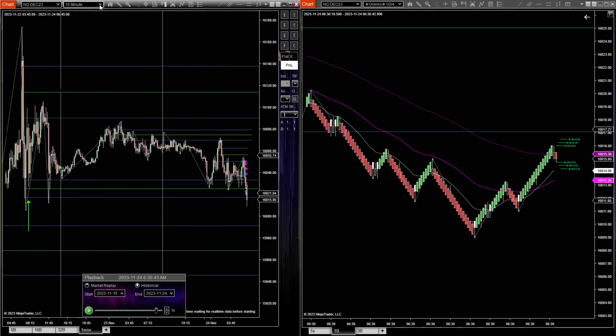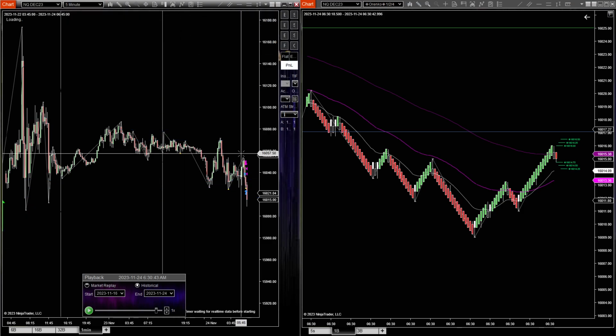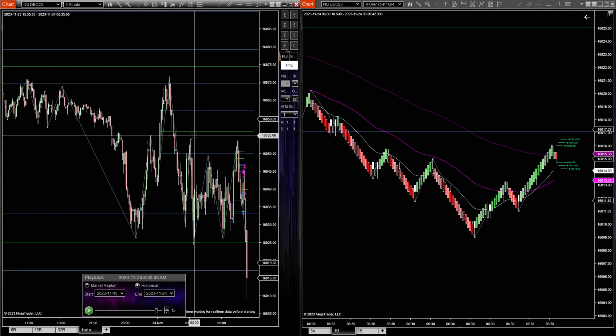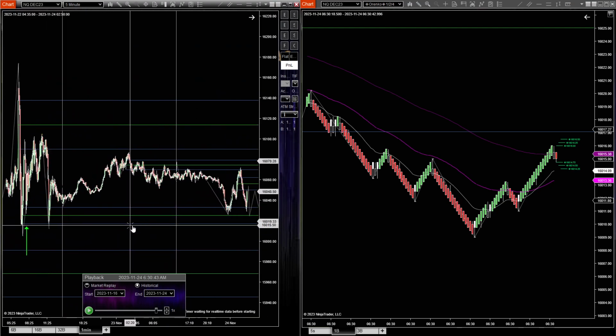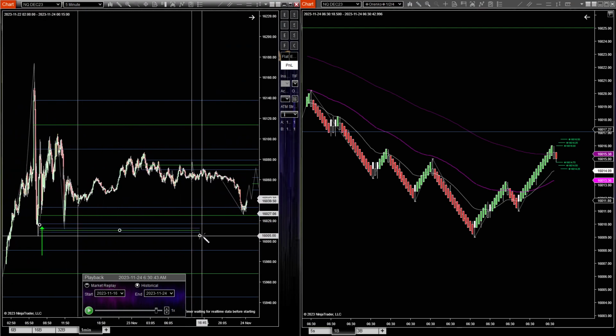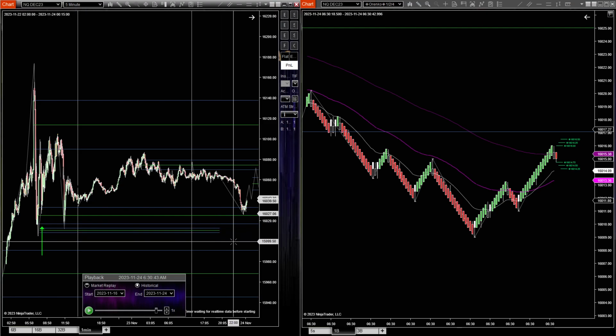Okay, that's a huge wick. Let's get a modest wick here. Okay, here's our modest wick. Draw a zone from this modest wick.